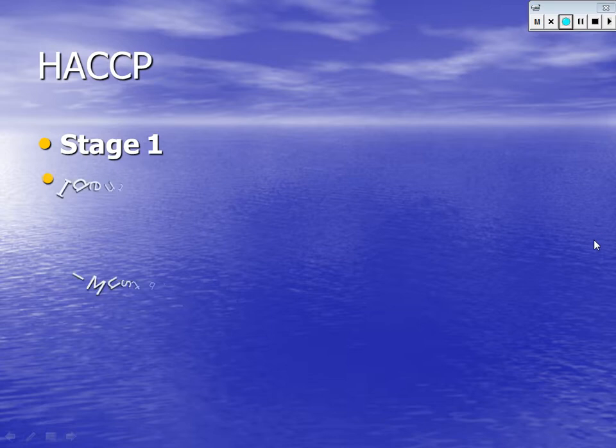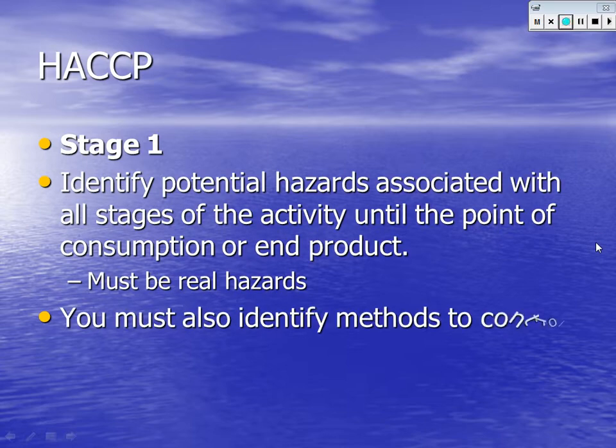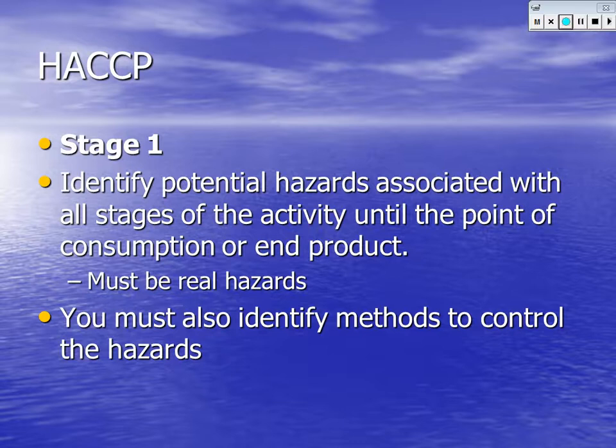So stage 1 of the HACCP process is to identify potential hazards associated with all stages of the activity until the point of consumption, or what we would call the end product. Alright, there must be real hazards. Don't identify stupid things, and I don't think many people would. But make sure that the hazards are associated to that particular product, and that they are realistic for that product. Right, so you also need to identify in your HACCP the methods to control X hazard.